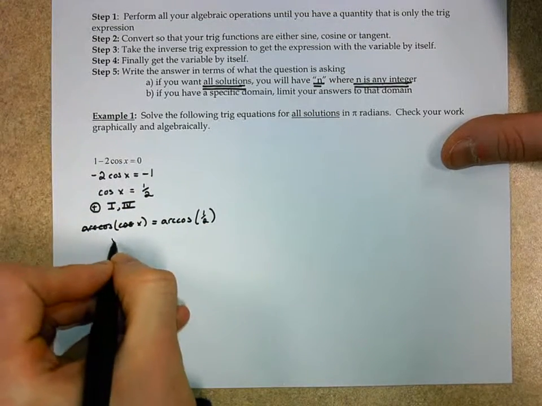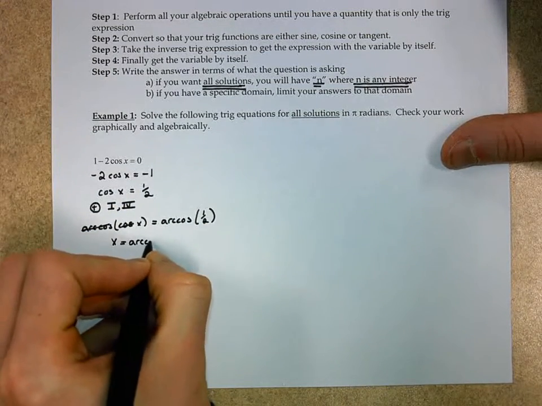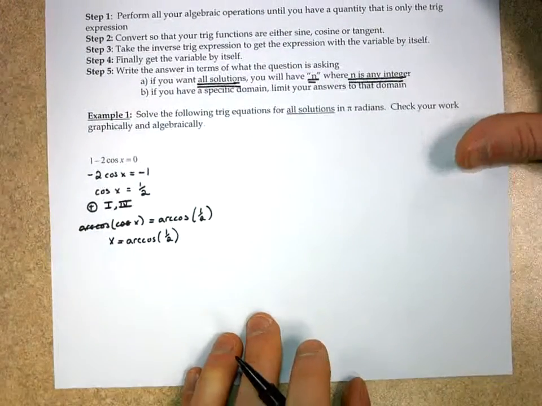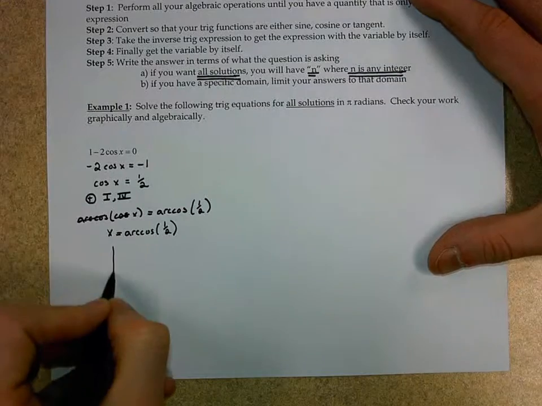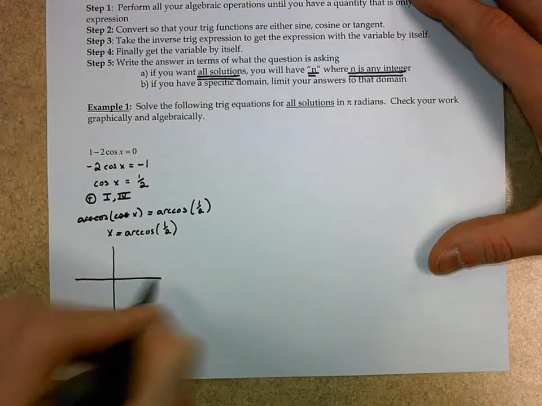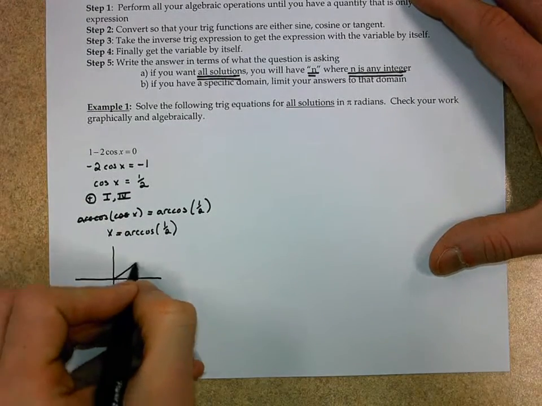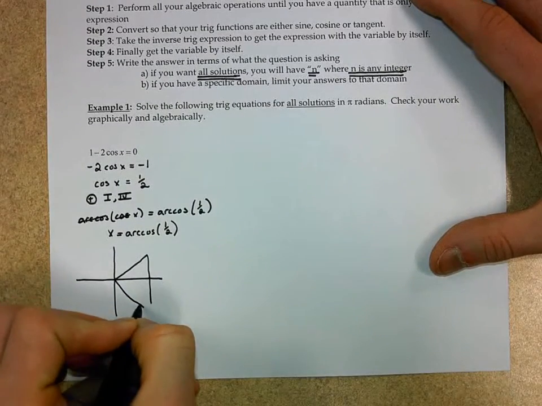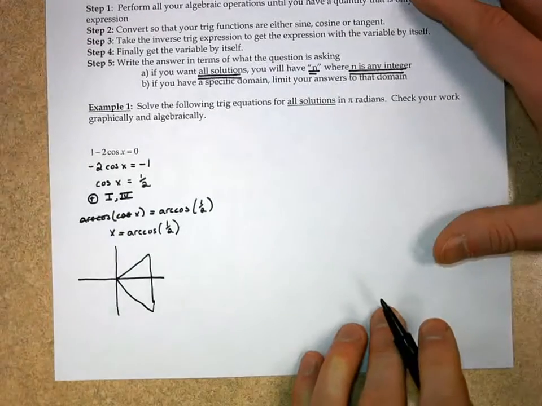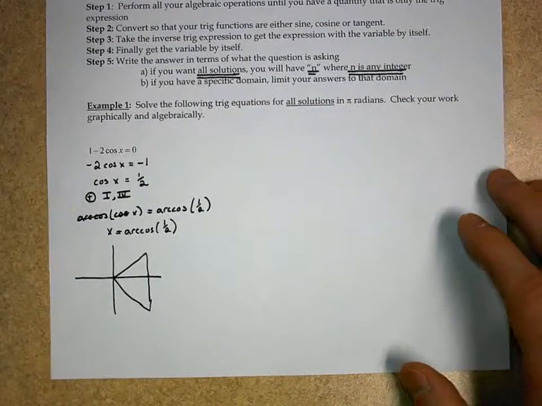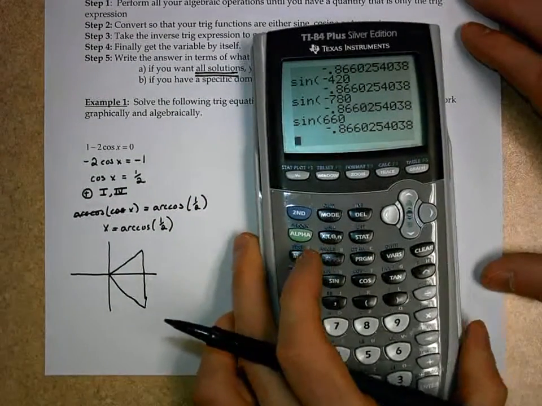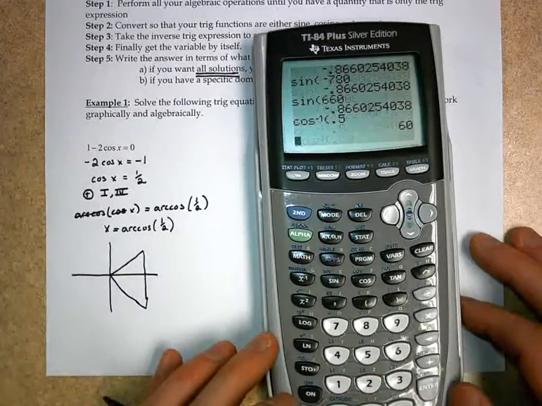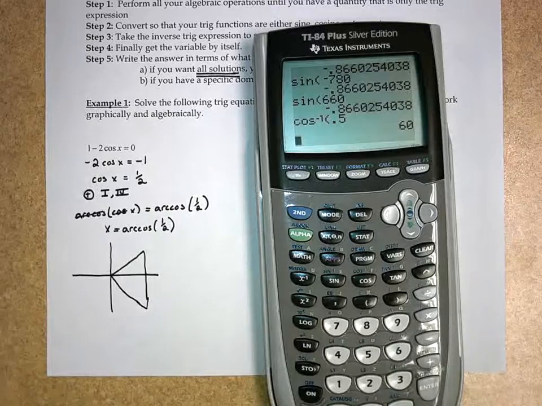Arc cosine and cosine cancel. So I'm left with x equals the arc cosine of 1/2. As we said, we're going to get two reference triangles, one in the first quadrant and one in the fourth quadrant. And we want the arc cosine of 0.5, which we can see is 60 degrees.